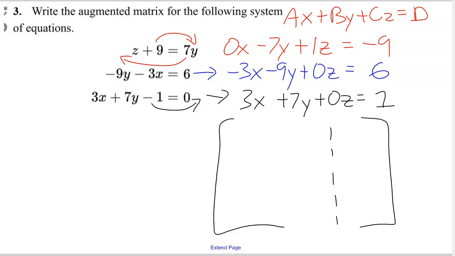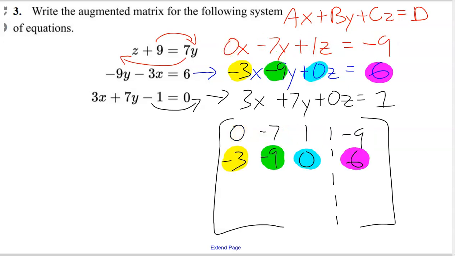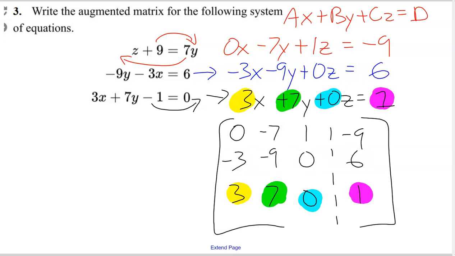Now I'm going to set up my matrix like so. And plug in each one. 0, negative 7, 1, negative 9. Negative 3, negative 9, 0, and 6. 3, 7, 0, and 1. And then that's it.